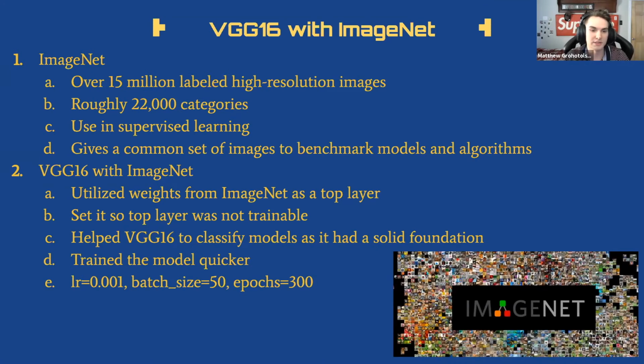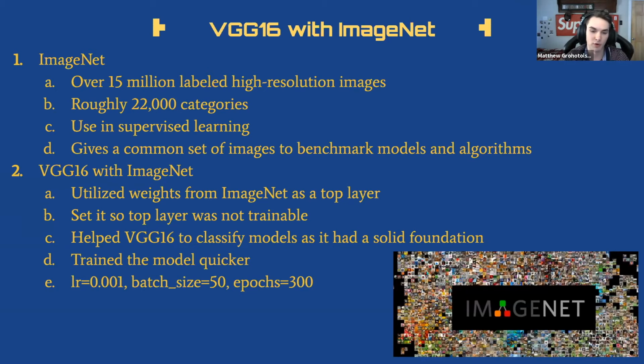So for the VGG16 with ImageNet, it utilizes all of the weights and pre-learned details in the top layers of the VGG16 model, and it's set so that it's not trainable, so that when I'm training for Pokemon, it's not rewriting over the ImageNet data and losing all of that memory that it has. This greatly helped the VGG16 model to classify the Pokemon, and it gave it a very solid foundation. It also helped to train the model quicker.